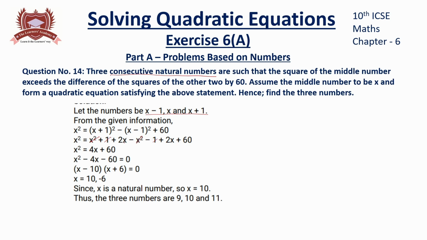तो इसमें से x square कैंसिल हो गया. ये 1 कैंसिल हो गया. तो ये 2x रह गया और ये 60 रह गया. ये 2x इधर का रह गया, ये 2x इधर का रह गया, 4x आ गया. So we end up with x square minus 4x minus 60 is equal to 0.